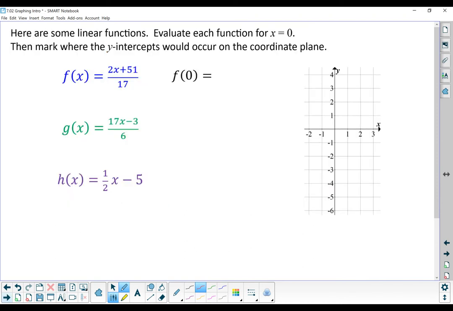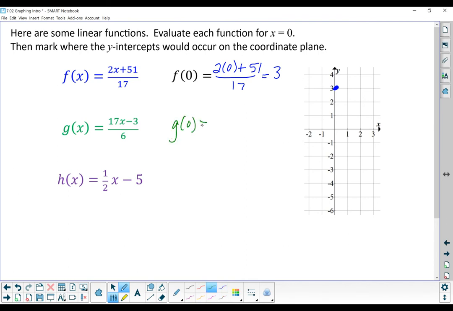So here are some linear functions. We want to evaluate each function for x equals 0, and then we're just going to mark where the y-intercept would be. So for our first function, f of 0 would be 2 times 0 plus 51 over 17. And if we divide that in our calculator, we get 3. So this function would go through the point 0, 3. It has a y-intercept of 3.